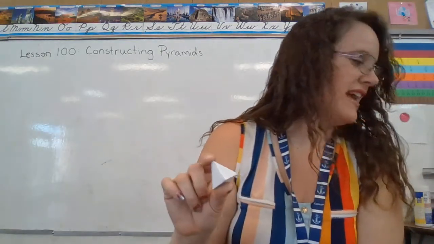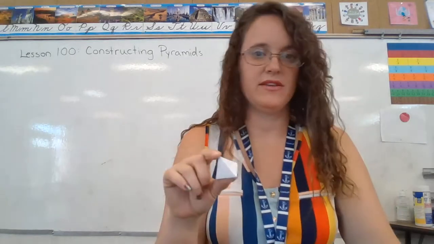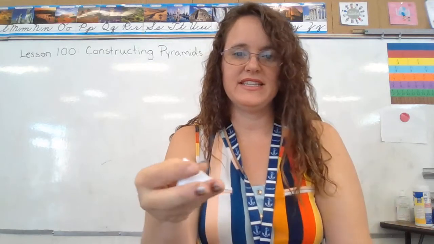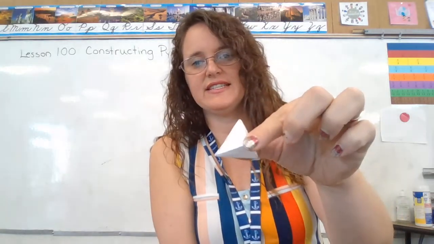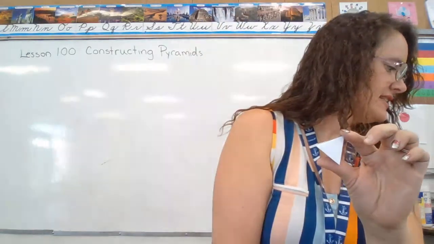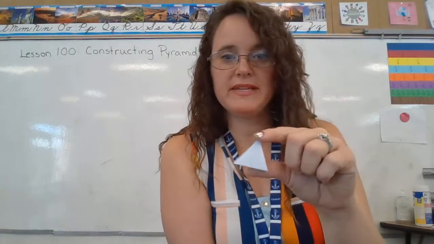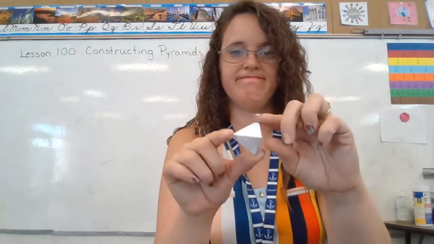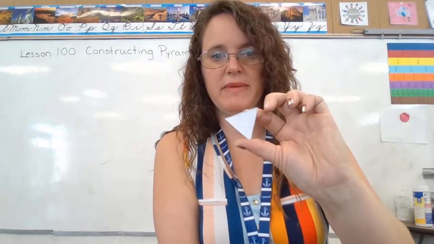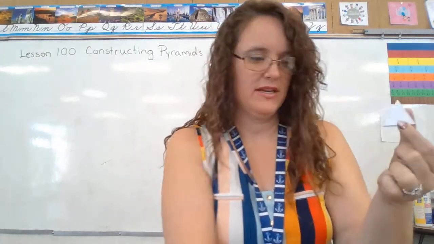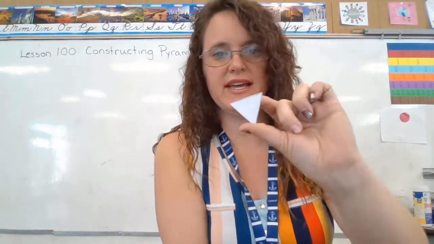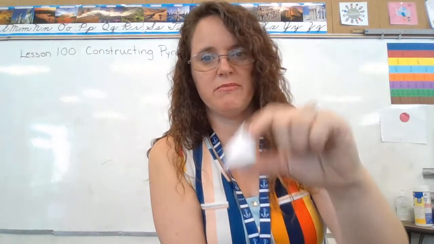And does the pyramid have any parallel faces? Remember, the faces of my rectangular prism are parallel here. Does this have any parallel faces? No, it does not. Does the pyramid have any parallel or perpendicular edges? Do you see any parallel or perpendicular? Not like this. This one had both parallel and perpendicular. This one does not appear to. It's a different type of pyramid.